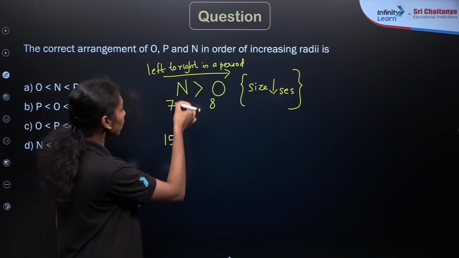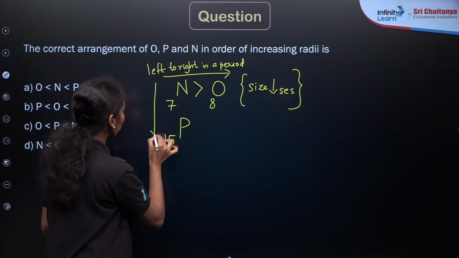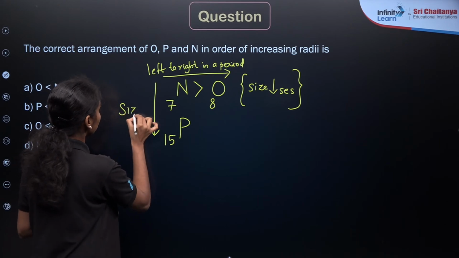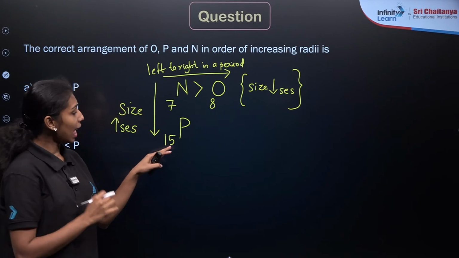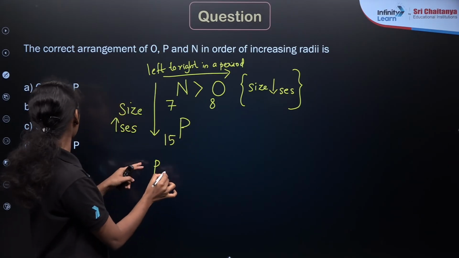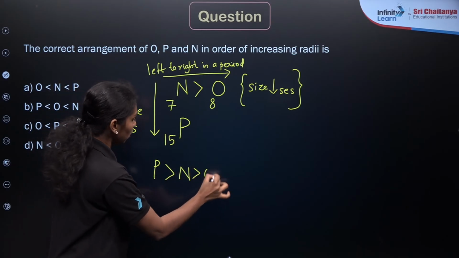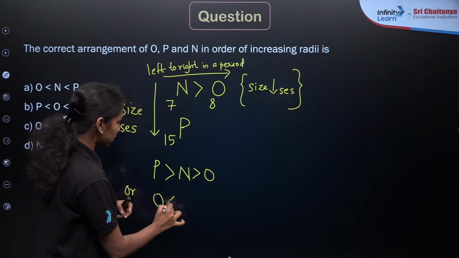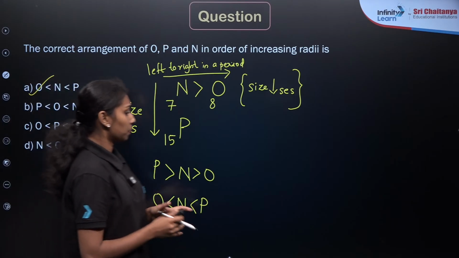Now, if you focus on nitrogen and phosphorus, they belong to the same group, right? If you are moving from top to bottom in a group, what is happening to the size? Size increases, right? So we can say that phosphorus has the maximum size as compared to nitrogen. So our order will be phosphorus highest, then nitrogen, then oxygen. Or we can write it as oxygen less than nitrogen less than phosphorus. According to our options, option A will be the correct answer.